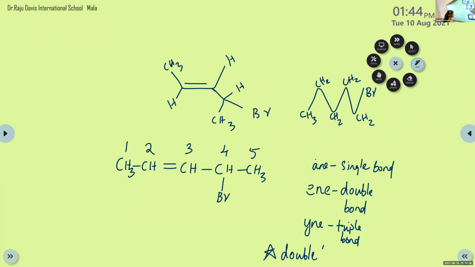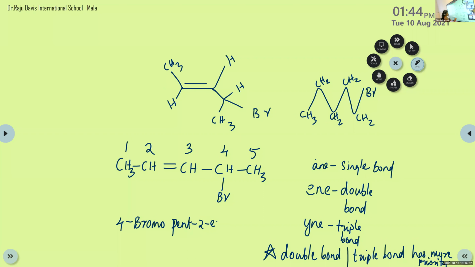Okay, so note the point. Double bond or triple bond has more priority compared to halogens. So the name is 4-bromo, then pent, this 2, right? Pent-2-ene. That's the name: 4-bromopent-2-ene.